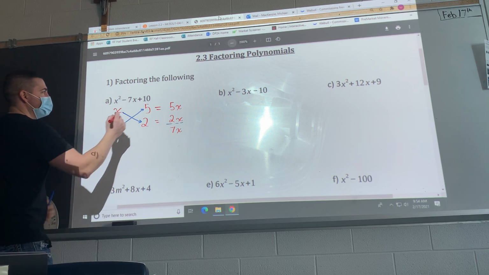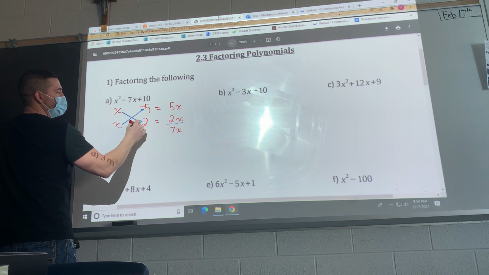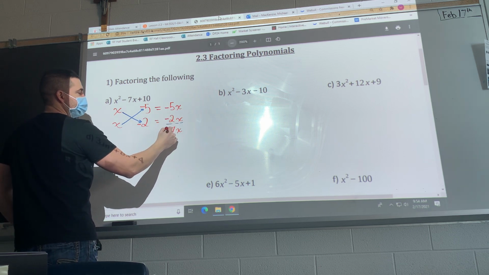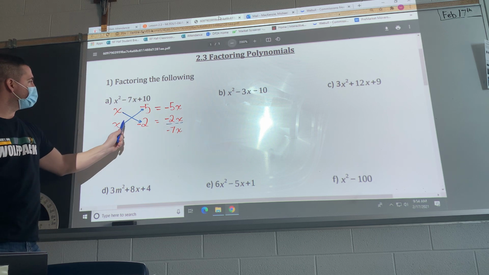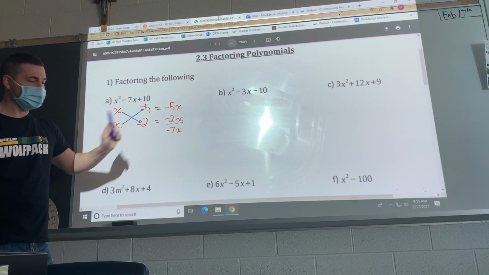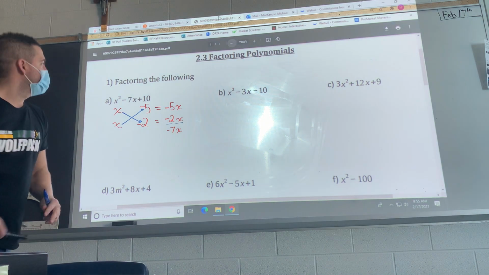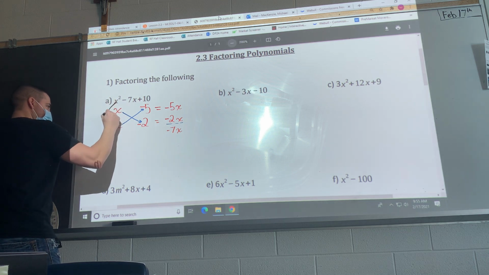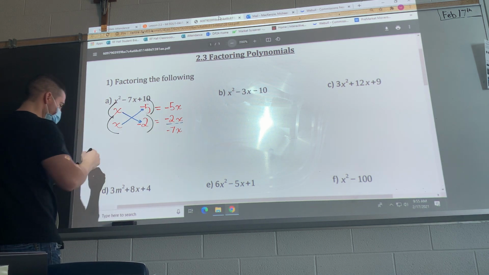So what we do now, we have to get to -7. That means these have to be negative. So negative, negative, negative. So x times -2 is -2x. X times -5 is -5x. When you add them together, you get -7x. So our answer is this. X minus 5, x minus 2.